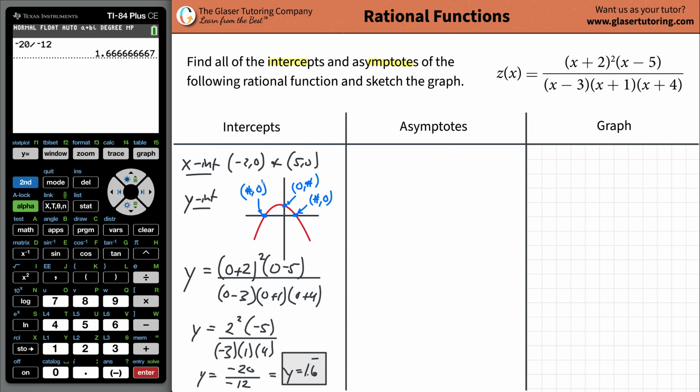Now, in order to find the horizontal asymptote, all you're going to do is take the coefficients of those highest powers, which is both 1, and you divide them. So obviously 1 divided by 1 is simply equal to 1. Now that will be then the value of the horizontal asymptote.